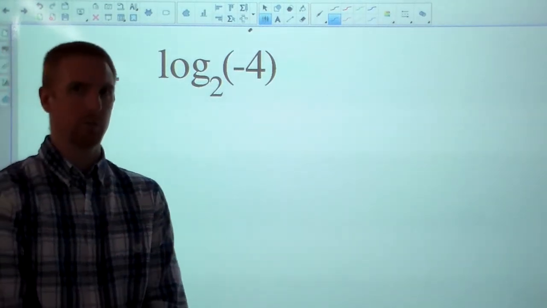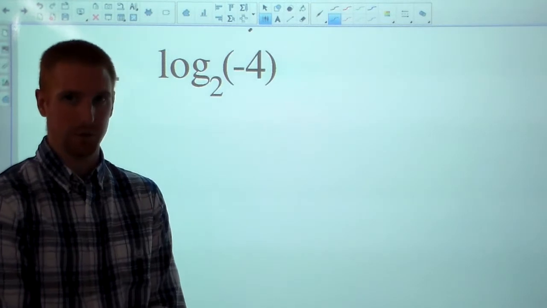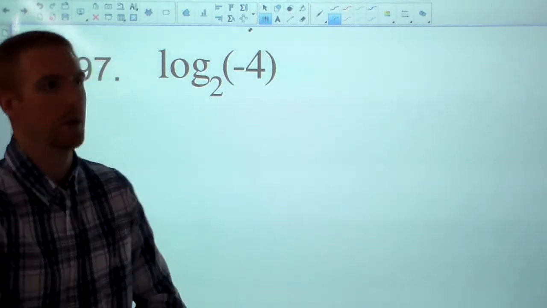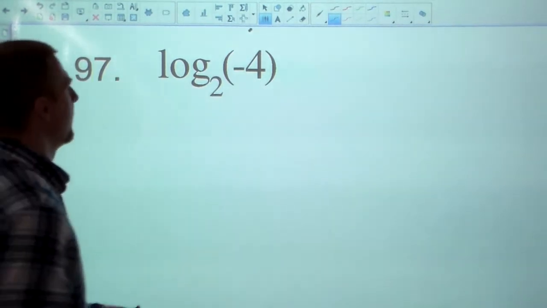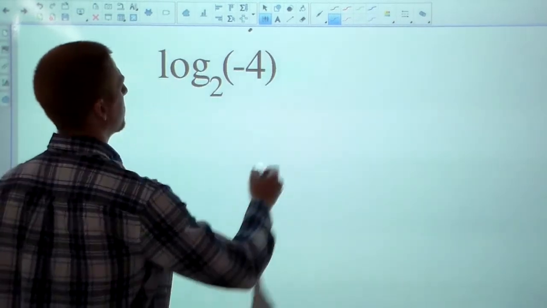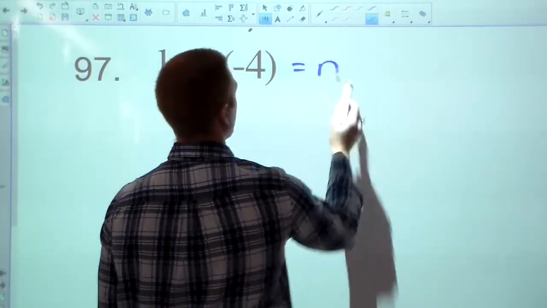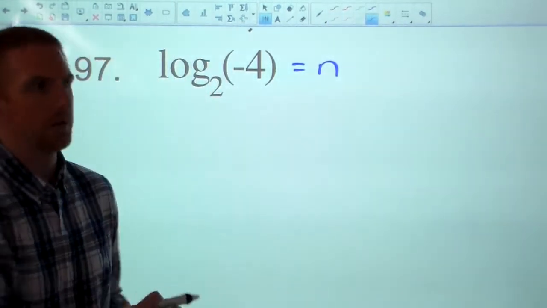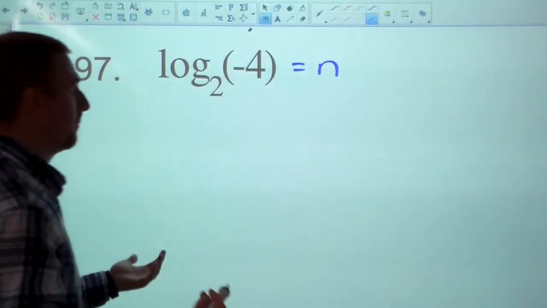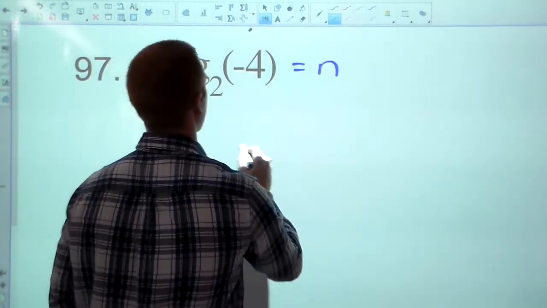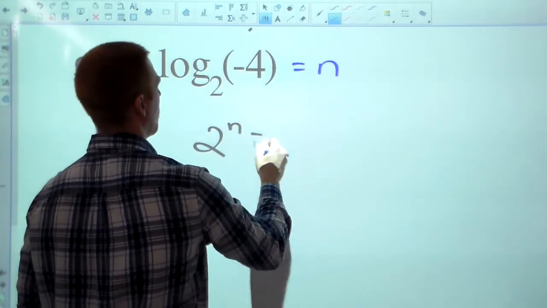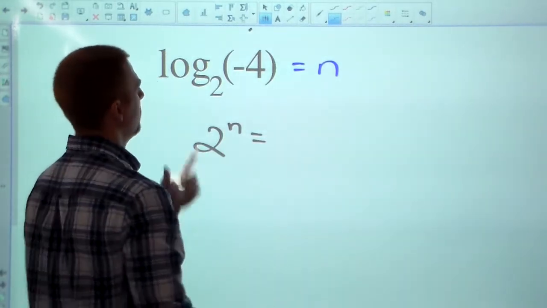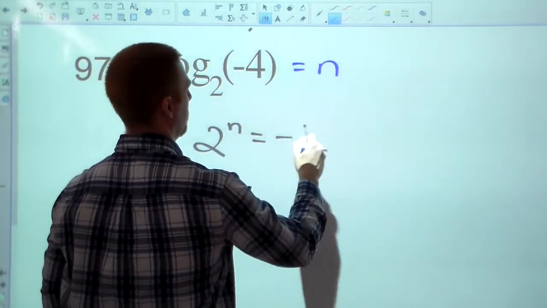This is a case you just want to be able to recognize that it's impossible to do, and basically there's no solution. Now, if you don't recognize that right away or understand why, let's come up with the same sort of approach we've been doing to work these out. So let's say it equals something. And let's try to figure out what that something would be. So if you rewrite this as an exponential, 2 to the n would equal negative 4.